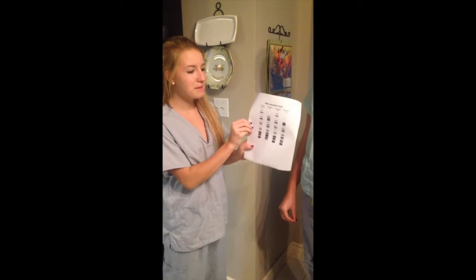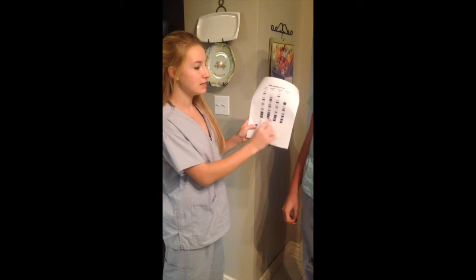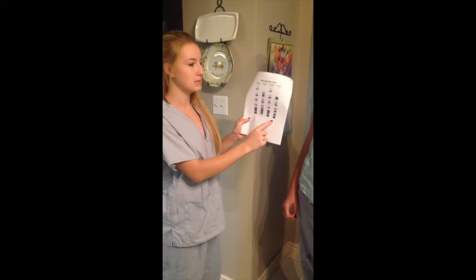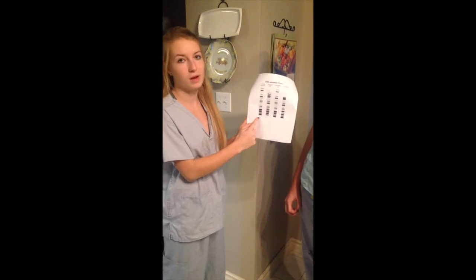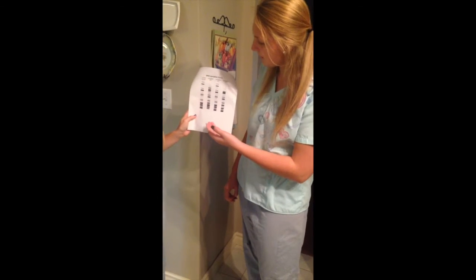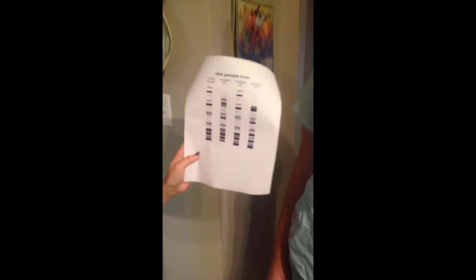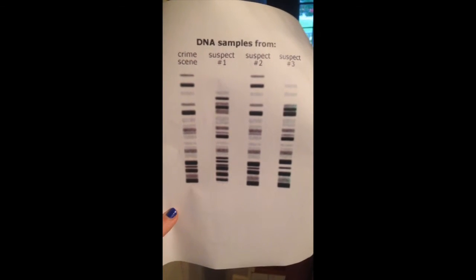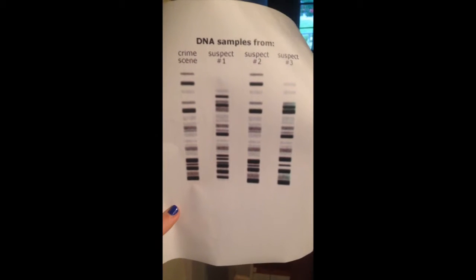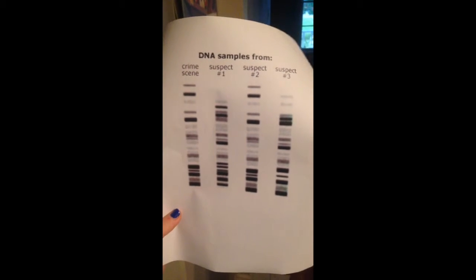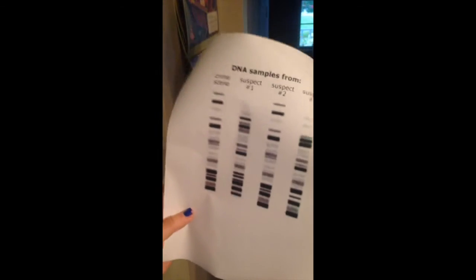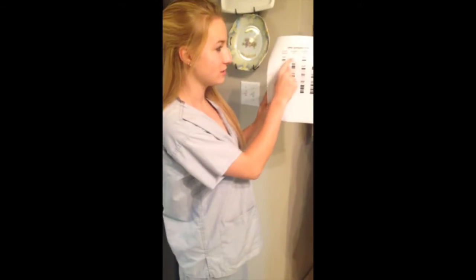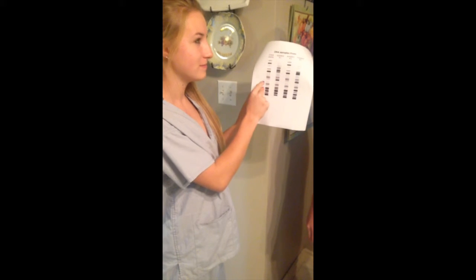So our DNA samples came back from the lab, and we have the DNA samples from 3 of the possible suspects and 1 of the samples that we took from the crime scene. So what suspect do you think matches the sample we took from the crime scene? It's suspect 2. Should have been the one that you picked because it matches, as you can see, all of the little dark and lights match up.